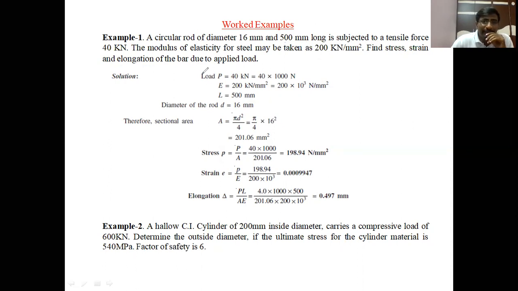First of all, the given data in the problem. Load which is applied on the member is 40 kilonewtons. Kilo means 10 to the power 3. That means 40 into 1000 newtons. Then Young's modulus is 200 kilonewtons per mm square. Here also we are converting the kilonewtons into newtons per mm square. That is 200 into 10 cube newtons per mm square.